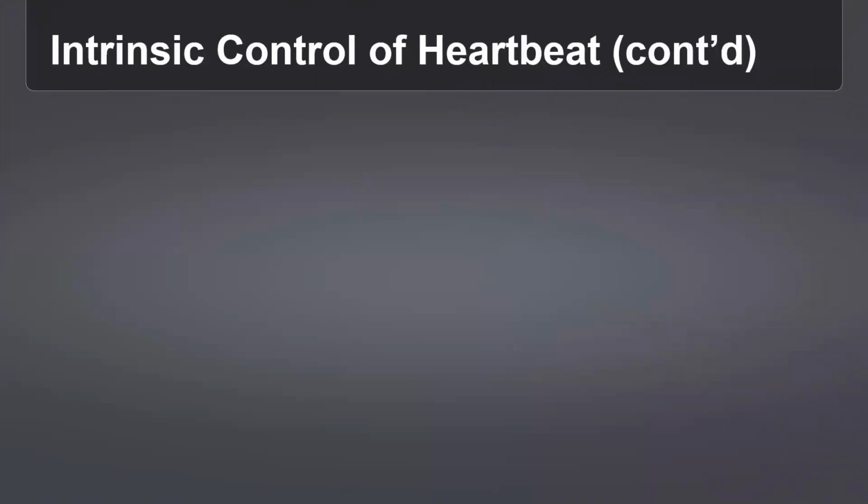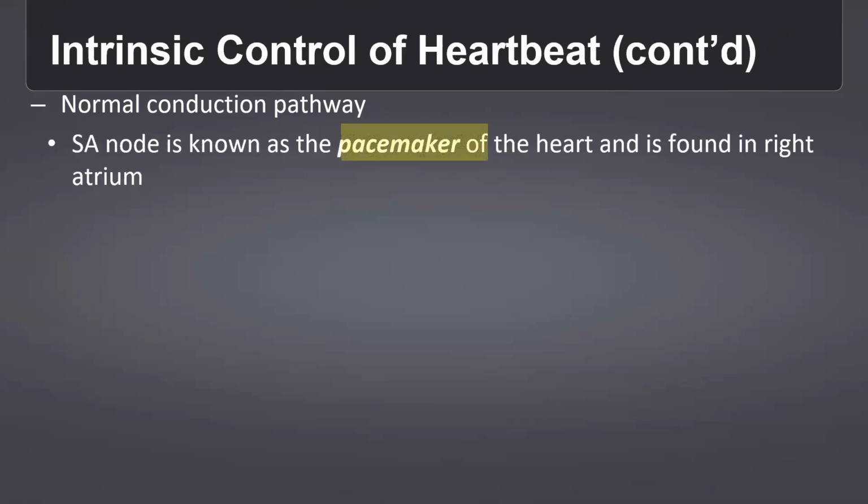So we're going to go more in depth into the intrinsic control of the heart and how the heart beats on its own. There's the normal conduction pathway that has the SA node, known as the pacemaker of the heart. You may know of something already called an artificial pacemaker. It gets installed near the clavicle, or the collarbone, and it just sends electrical signals down to the heart to make it beat at a regular pace.